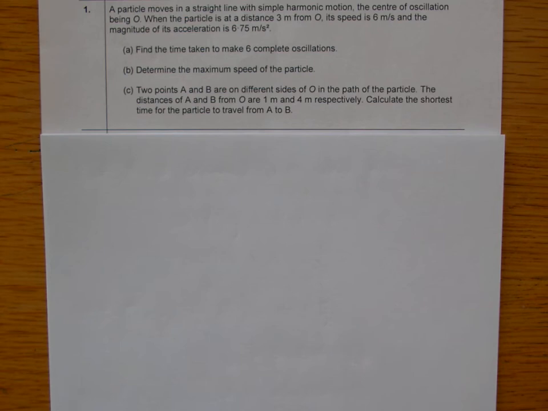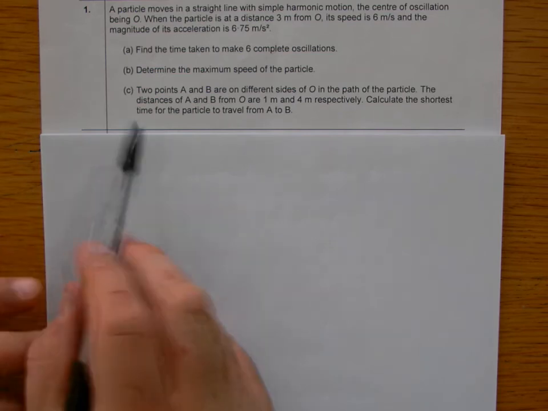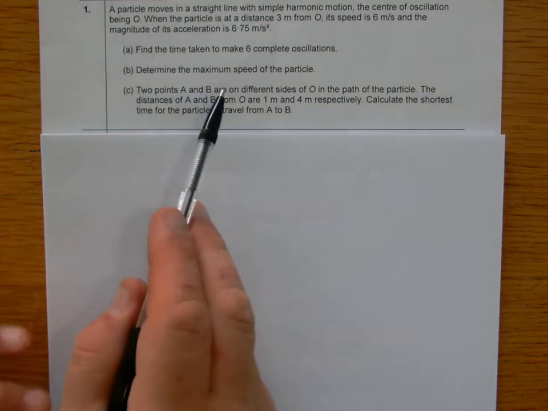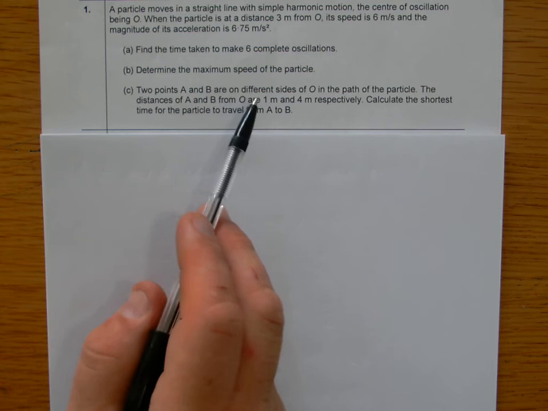Okay, so a particle moves in a straight line with simple harmonic motion, the center of oscillation being O. It says then when the particle is at a distance 3 meters from O, its speed is 6 meters per second and the magnitude of the acceleration is 6.75. Okay, so then in part A it says find the time taken to make 6 complete oscillations.